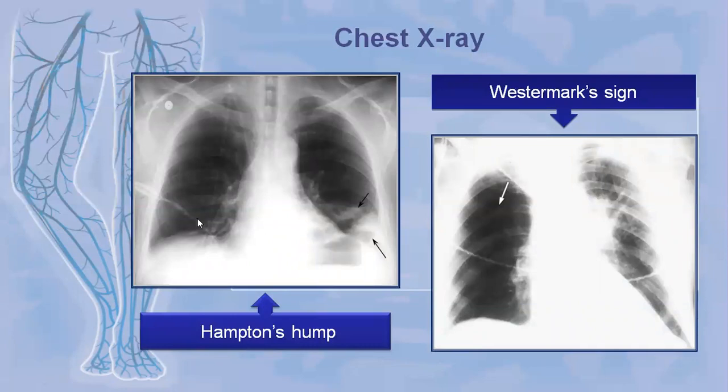So this image represents a wedge-shaped density. That's Hampton's hump. This one is Westermarck's sign, an area of focal oligemia. Compare this area with the other side. So there is an area of avascularity.